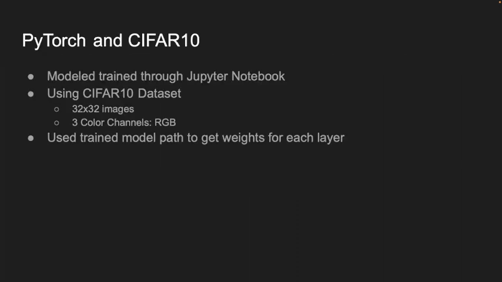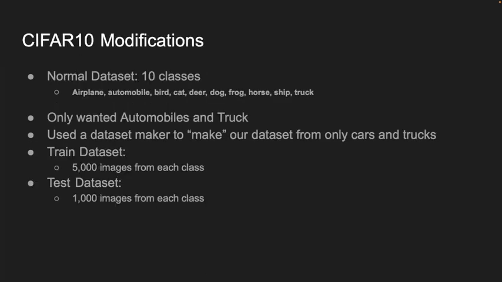So in order to get car classification, we first trained our model through Jupyter Notebook using the CIFAR10 dataset. This is a dataset with 10 classes, each of which are 32 by 32 images, and they are all RGB, which means they are all 3 color channels each. And we use this trained model path to get the weights for each layer that we would be using in our C++ files.